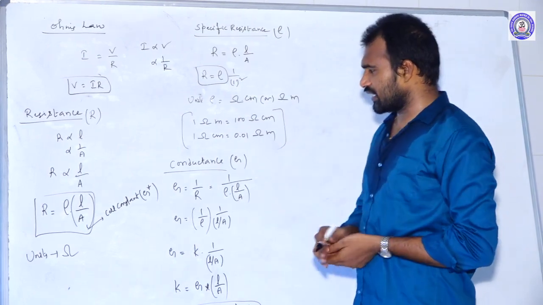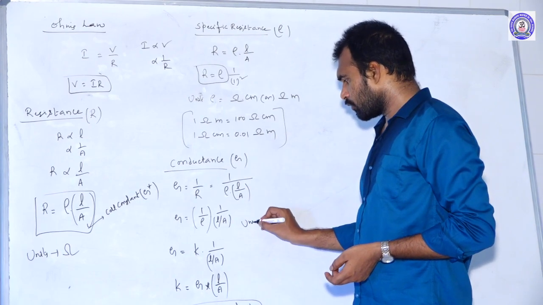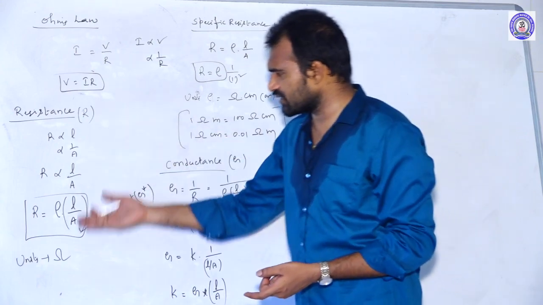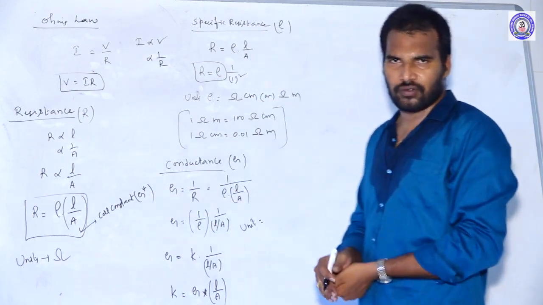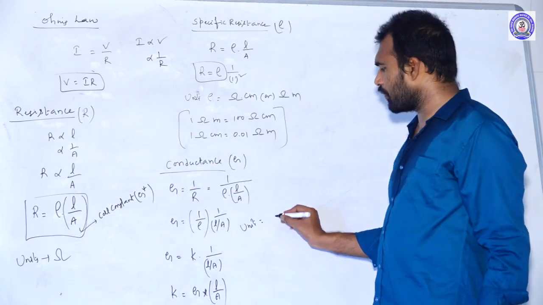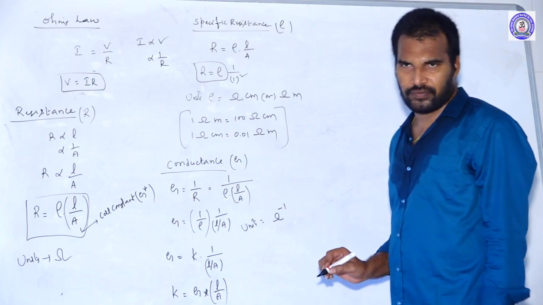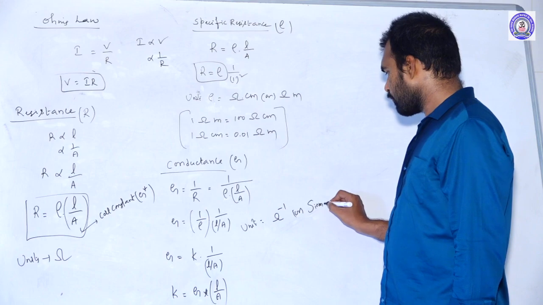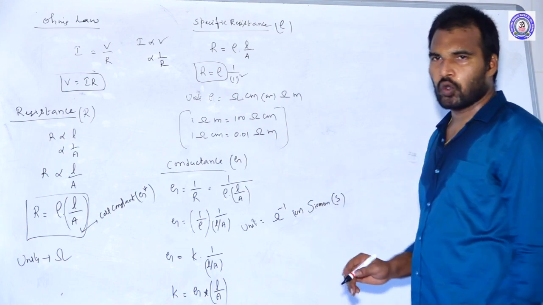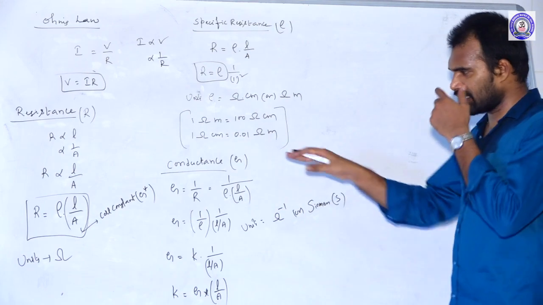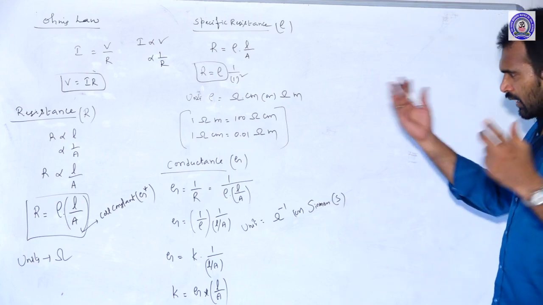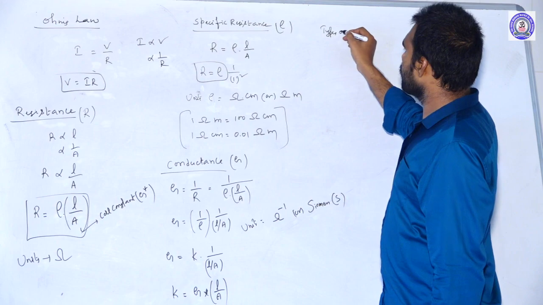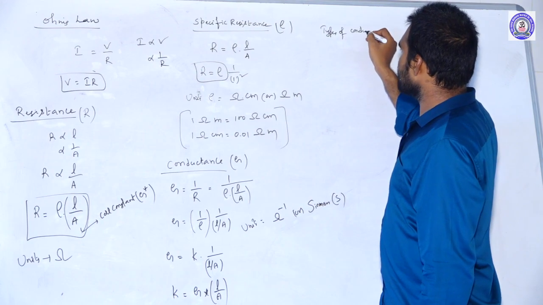Next, the units. Conductance units are the reverse of resistance, no? What is the unit of resistance? Ohms. Reverse of ohms means ohm inverse. Ohm inverse we also call Siemens. Siemens is represented with S. Ohm inverse or Siemens are the units of conductance. Next, we move to the types of conductance.